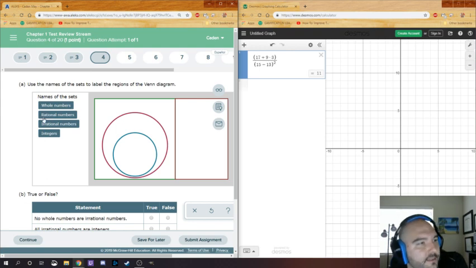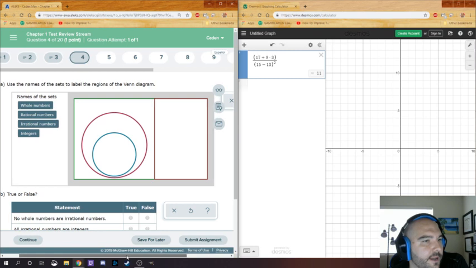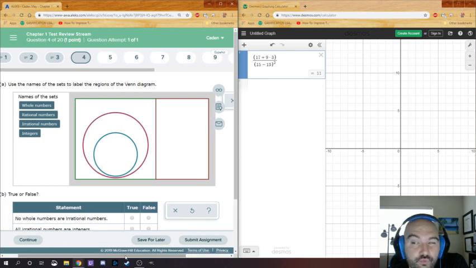Okay, the next problem says label the set. So they want you to fill out this diagram. We have one of these in our notes. We did this back in lesson 1-2.